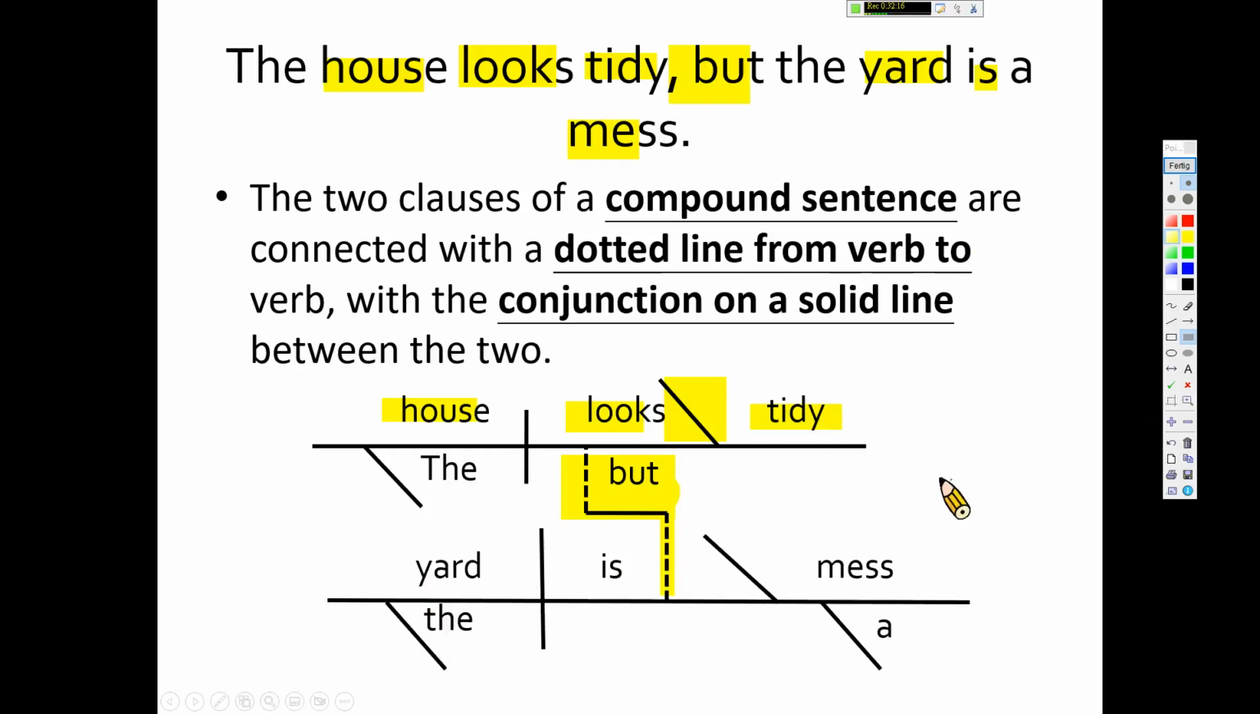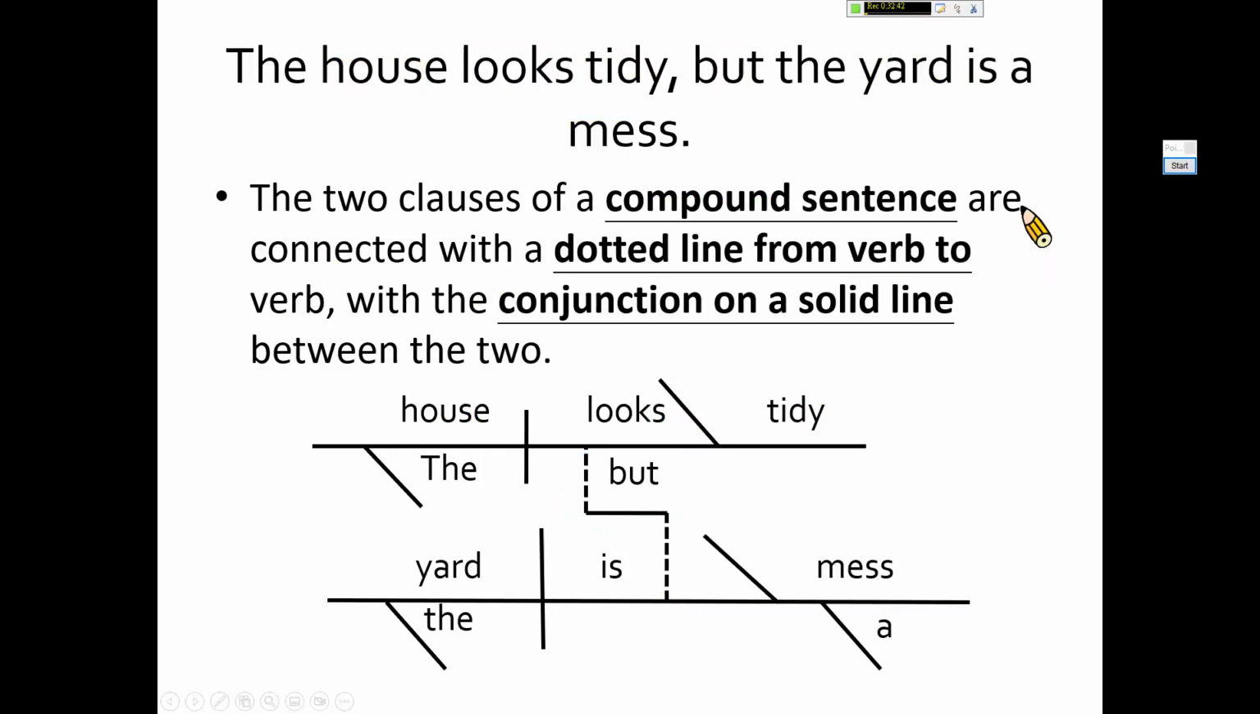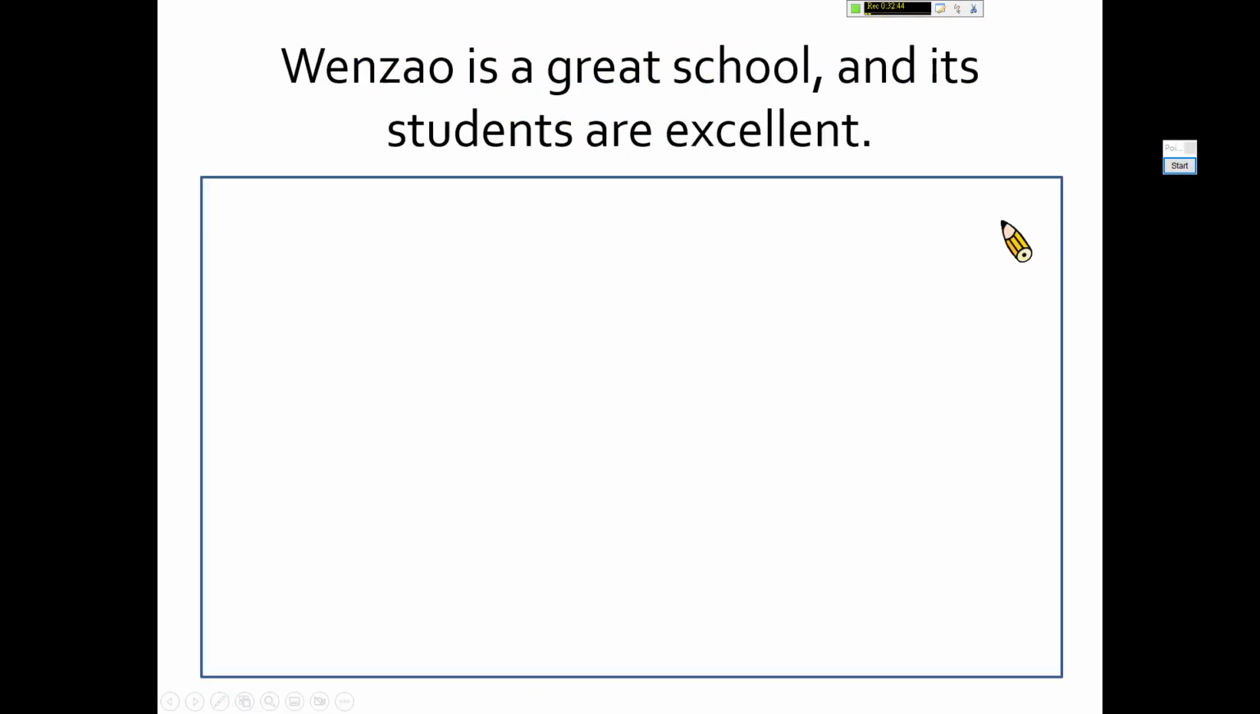Okay, so basically, how can we use a coordinate conjunction to connect two clauses? Well, if this is a compound sentence, it is connected by a verb to verb, okay? So the conjunction is here. The conjunction is on the solid line above it, and this is a dotted line. So this is the structure for you to connect two sentences together. Okay, so move down to this one.